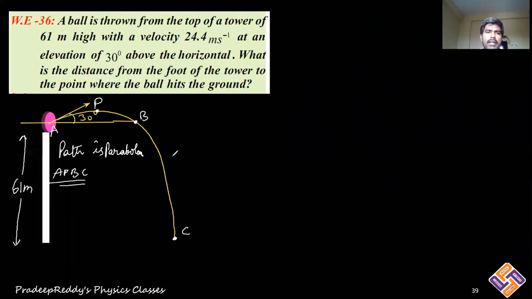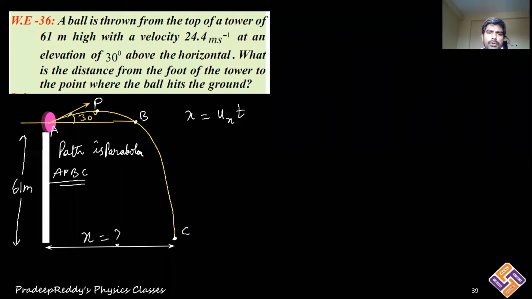Now you are supposed to find what is the distance from foot of the tower to where the ball hits the ground. Foot of the tower is this. Ball is hitting at position C. This distance x is equal to how much? You are supposed to find out. Now the distance traveled along x-axis is equal to velocity along x-axis into time taken, that is total time.